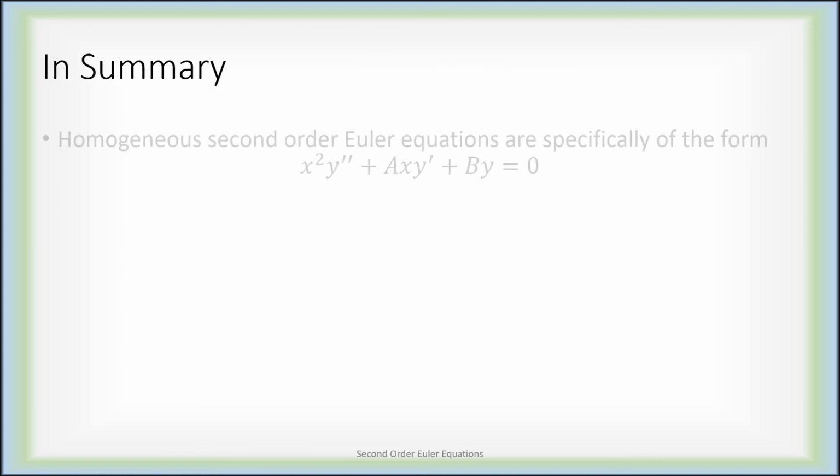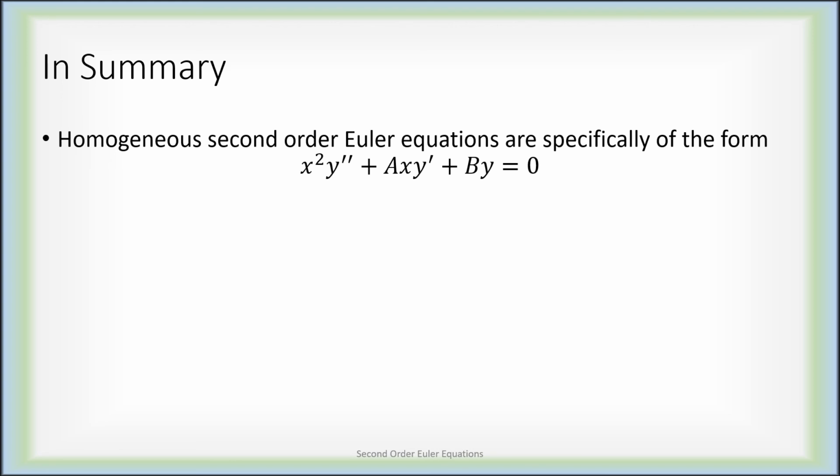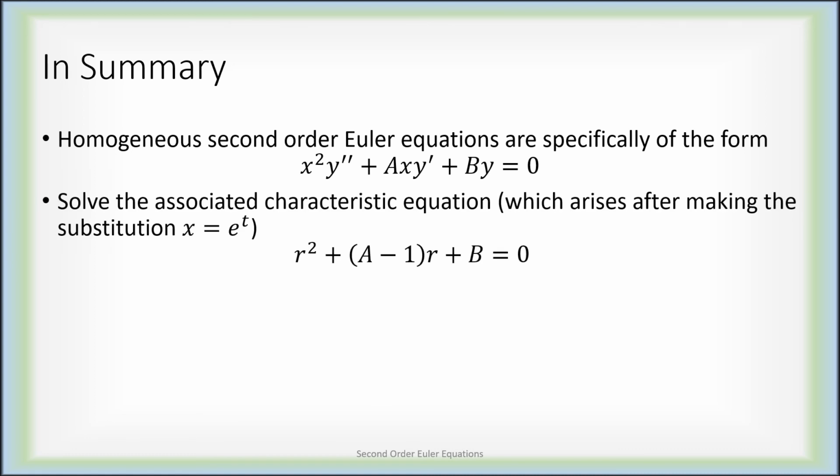Overall, what have we done? x squared y double prime plus axy prime plus by equals 0 is called a homogeneous second order Euler equation. Second order because we have a second derivative, homogeneous because there's no forcing function, and an Euler equation is one in which these powers of x exactly match the number of derivatives taken in every term. Also observe that our highest order term doesn't have any other constant multiplying it. The way we solve it is to substitute x equals e to the t.